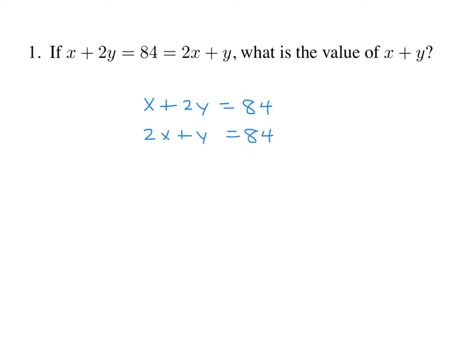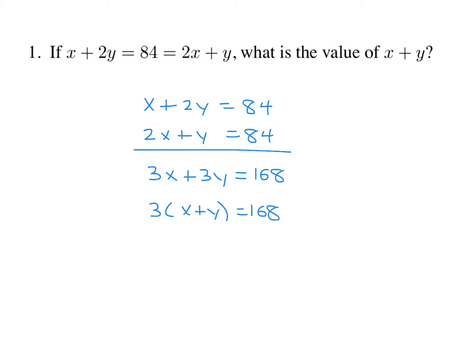And then we'll just add them. So this becomes 3x plus 3y, and this is 168. Factor out the 3, and you've got x plus y. Divide through by 3, and you get x plus y is 168 over 3. And that is 56. The value of x plus y.